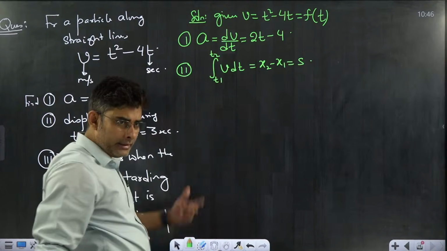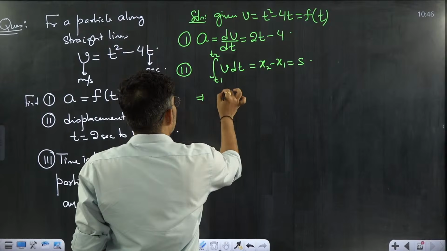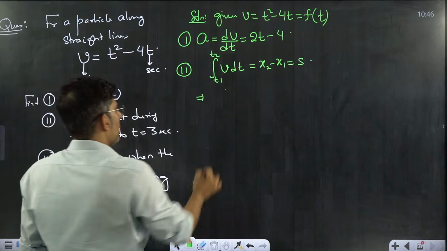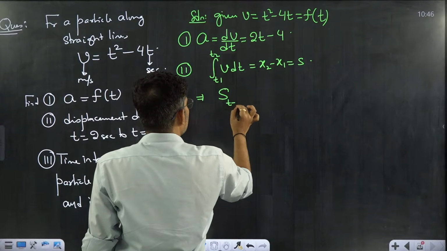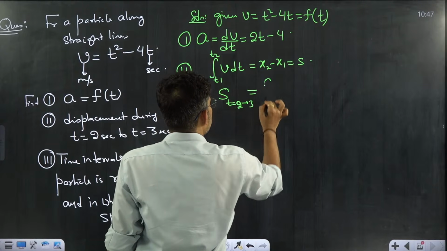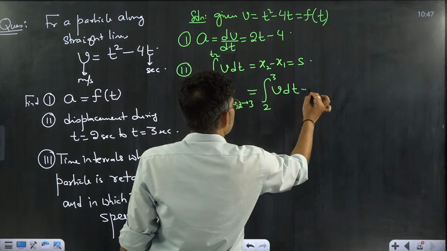You told this, I said yes. So I will integrate here. I will integrate velocity from where to where? They are asking 2 to 3 seconds. So for displacement they are asking from t equals 2 to t equals 3, then I have to integrate the velocity from 2 to 3, that's it.